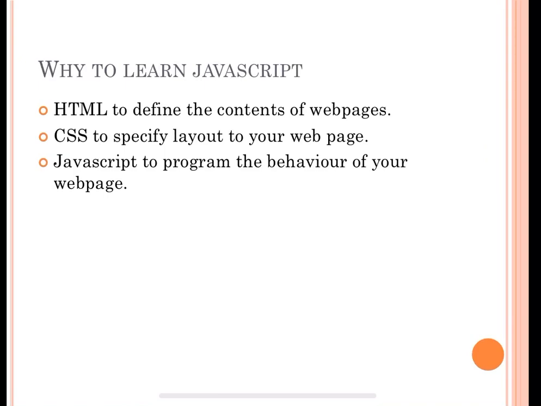Now we'll move on to the next slide, that is why should we learn JavaScript. In order to learn JavaScript, you should know HTML and CSS, which you have already studied. So what exactly does HTML do? HTML defines the content of your web pages. Then next is CSS. What does CSS do? It specifies the layout of your web page. And now JavaScript decides the behavior of the web page. That is, you can program the behavior of your web page using JavaScript. Okay, so this is why you need HTML and CSS in order to learn JavaScript.